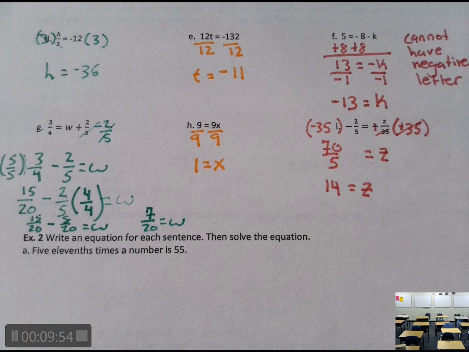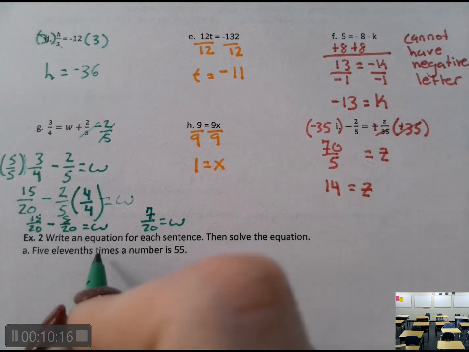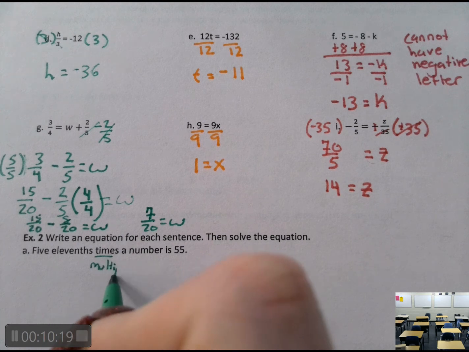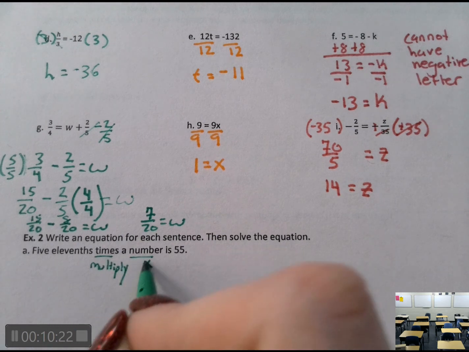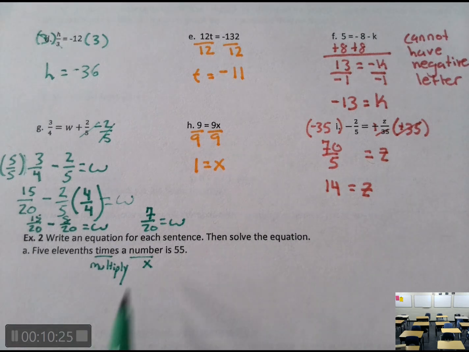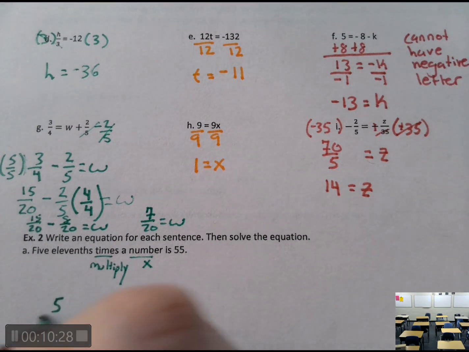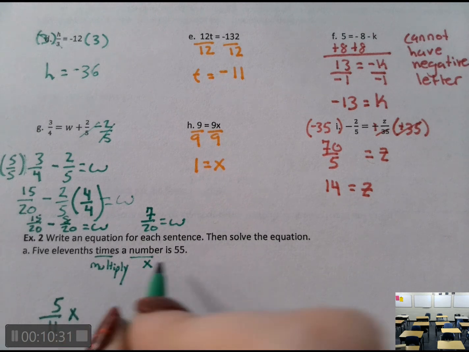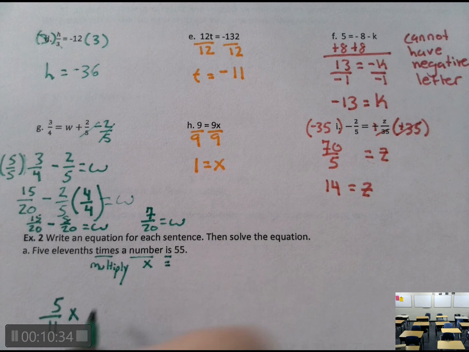So for example 2, we need to write an equation for each sentence and then solve the equation. Alrighty, so this is like writing expressions, which we were working on earlier this week, or last week. So 5/11ths is a fraction, times a number is 55. Well, we know times is multiply, and our number is x. So 5/11ths multiply x means equals 55.